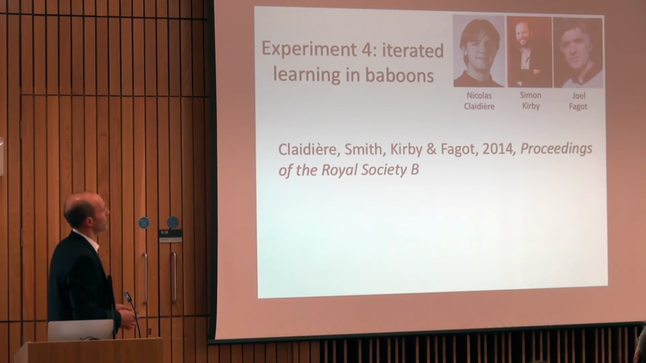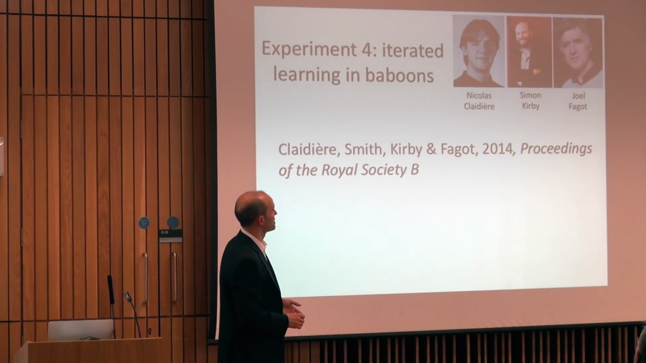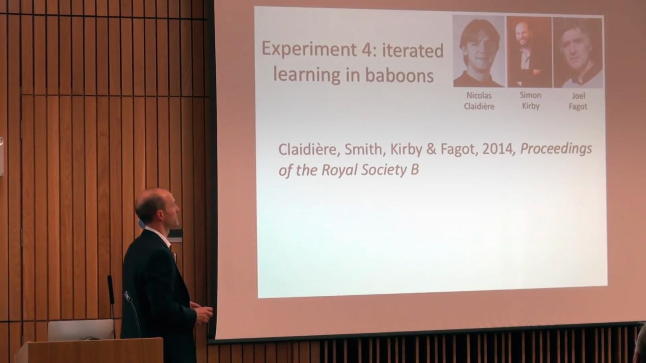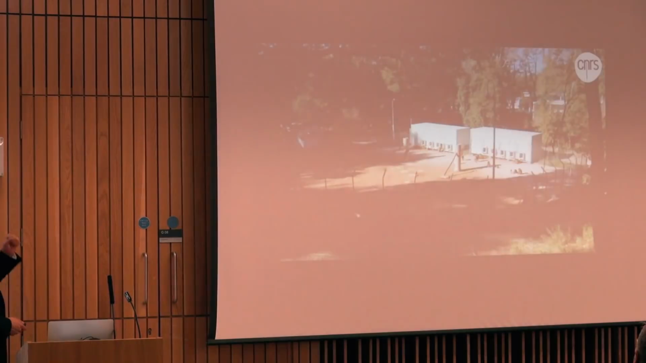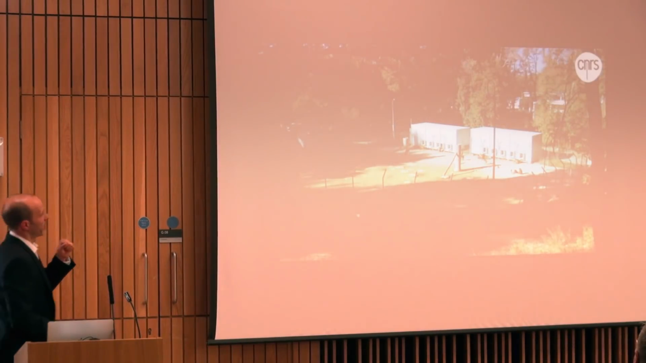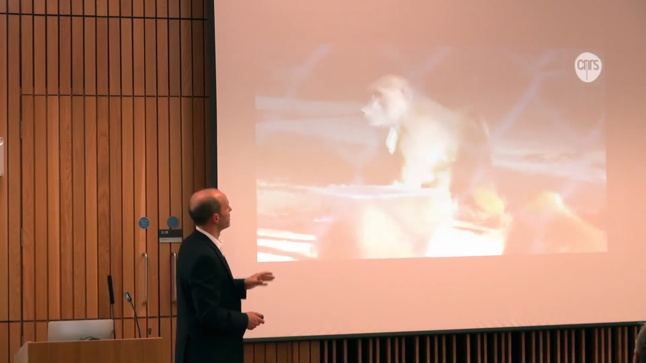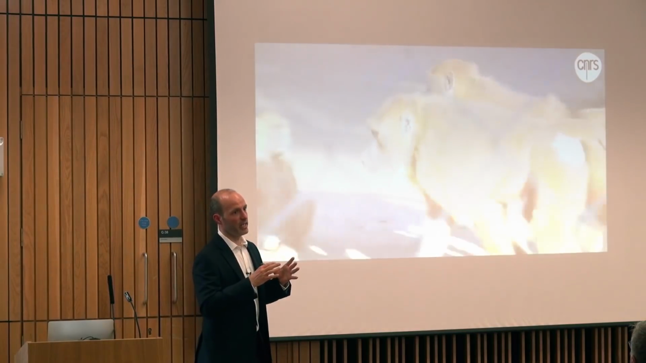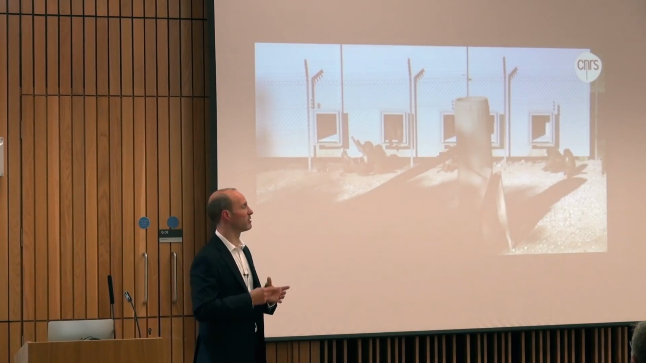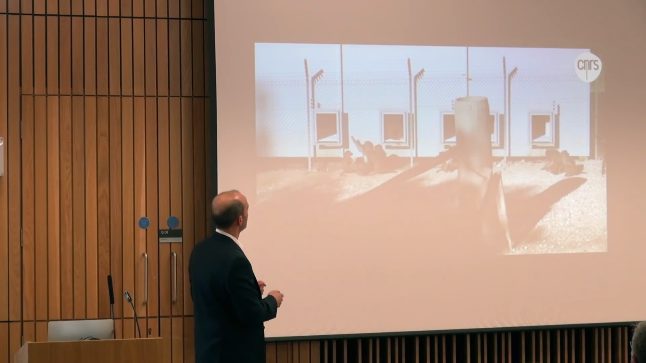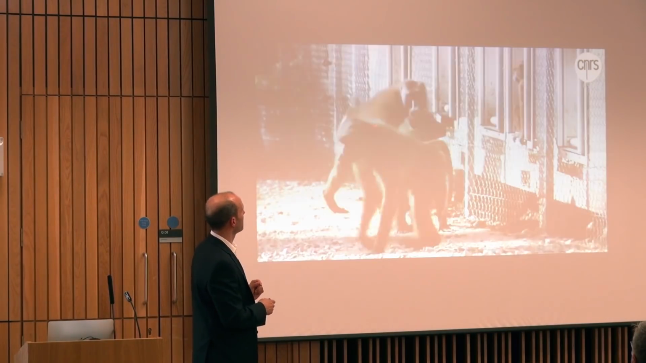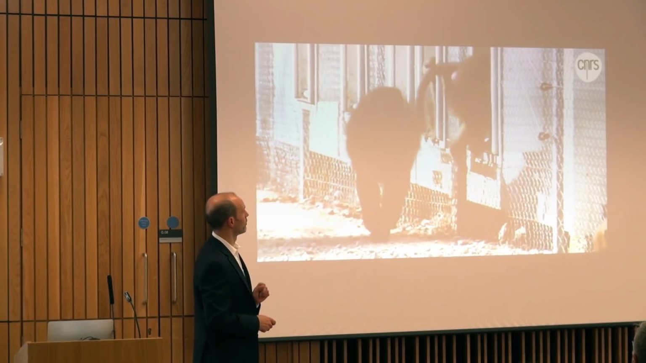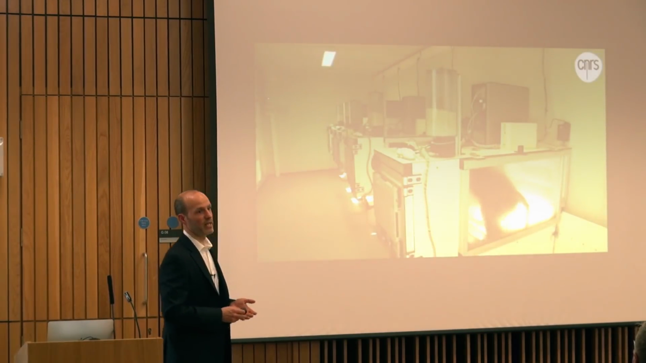Okay, so we teamed up with Nico Cladier and Joël Fagot, who are based at the CNRS in Marseille, to test that hypothesis. We ran an iterated learning experiment in baboons. So this is the CNRS primate facility down near Marseille. It's a facility that's been set up by Joël Fagot. It basically looks like a zoo enclosure where there's a troop of baboons roaming around. On the edge of the enclosure, there are these porta cabins with doorways. And when a baboon's in the mood, they can pop through the doorway and enter the experimental apparatus.